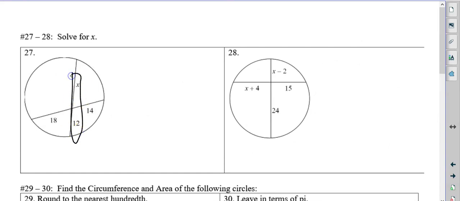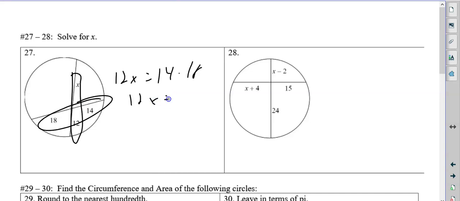Remember, in this situation, you'll have all these formulas. It's 12 times x equals 14 times 18. So that's 12x equals 252. Divide by 12, x is 21.